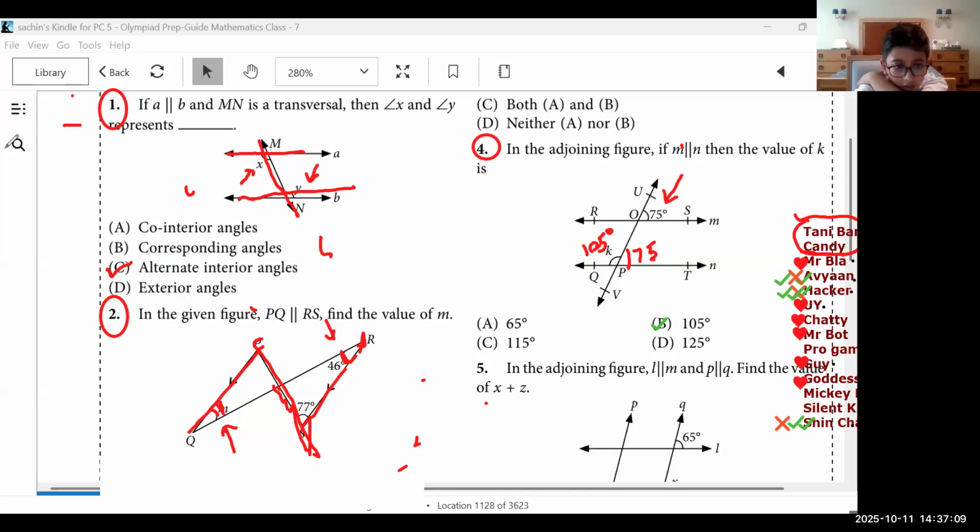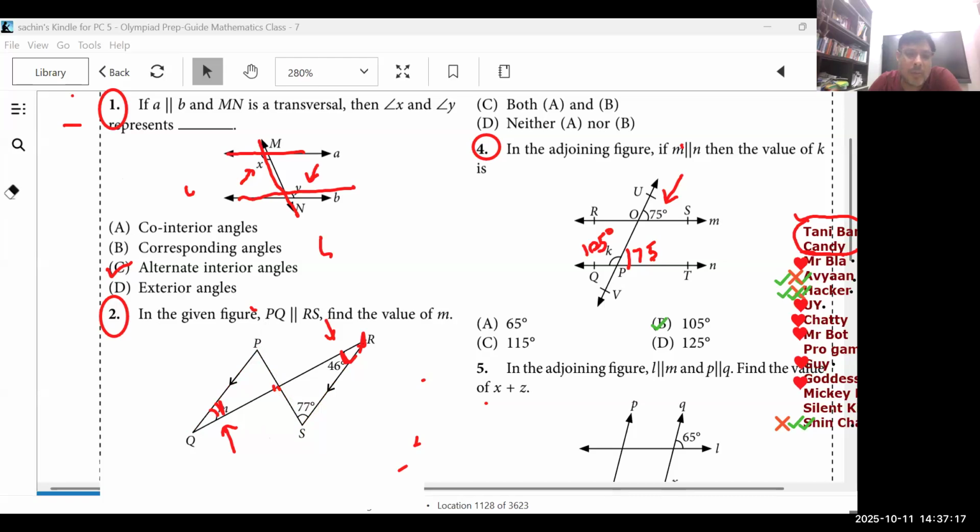Sir, in the question 2, is QR the transversal or the other one is the transversal, the S and the P? PS is the transversal and QR both are the transversals. Sir, if we use PS, then can we find the value of M? PS से भी आ जाएगी, yes, we can find the value.